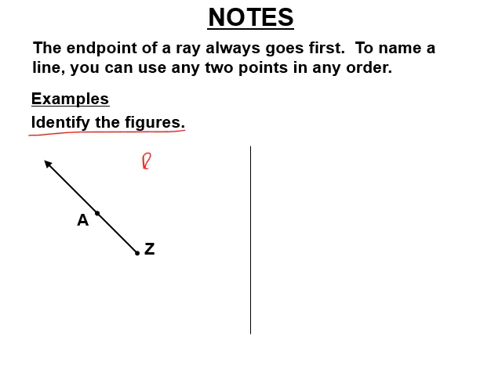So this is a ray, arrow on one end, endpoint on the other. Name it, please. The only name you can call this is ZA. You could not call it AZ. The endpoint has to go first.